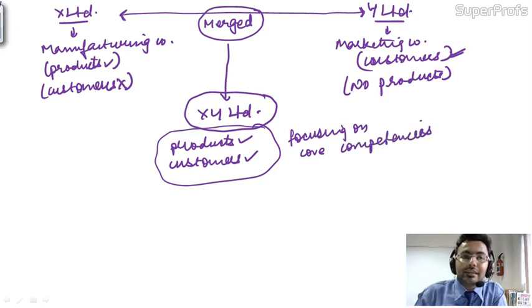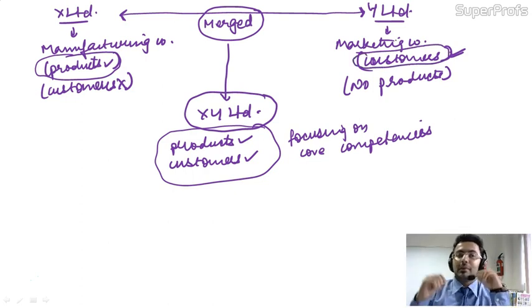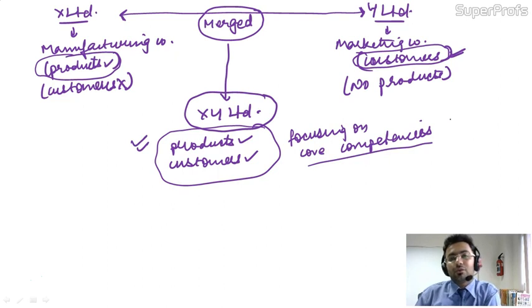What was the strength of X Limited? Its strength was manufacturing products. What was the strength of the marketing company? Its strength was getting customers. They know how to get customers, but they do not know how to manufacture. So both of them have pooled their resources and focused on their core competencies, which can be done through merger, amalgamation and takeover, right? Apart from that, let's move ahead to the next point.